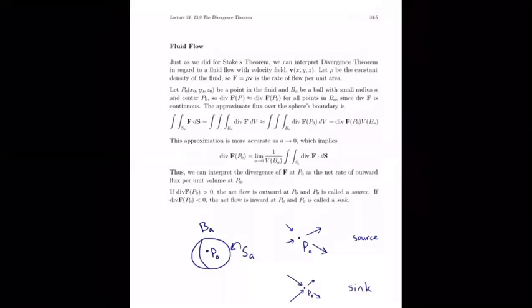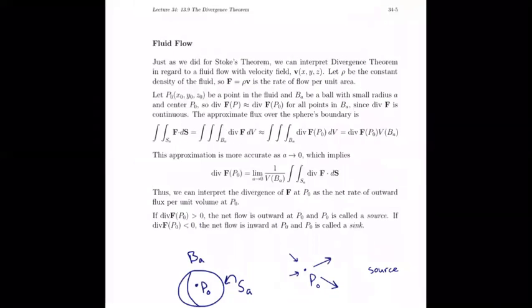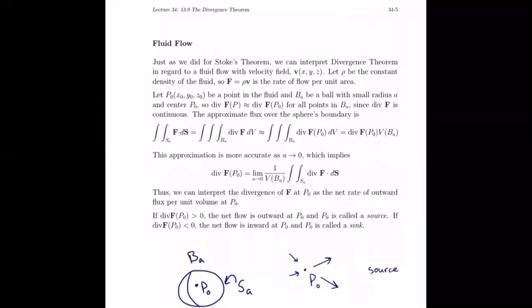Now lastly, we'll use the divergence theorem just to interpret what the divergence of a vector field actually is, much as what we did for the curl with Stokes theorem. So we'll consider a fluid flow that has velocity field v of x, y, z. Rho will be the constant density of the fluid. So our flow rate per unit area is F equals rho times velocity.